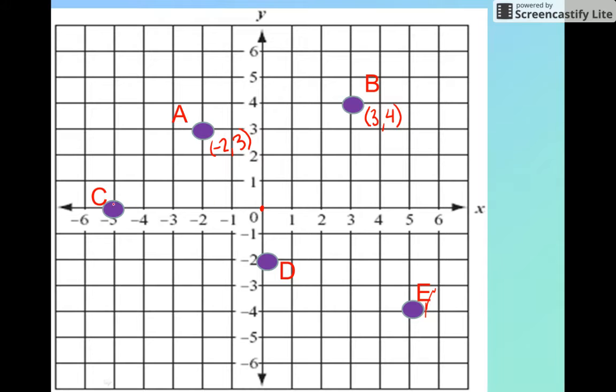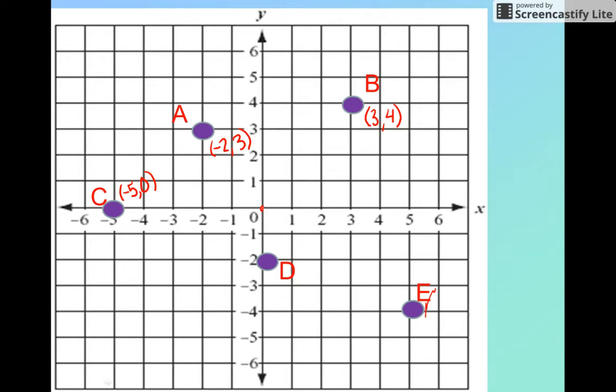I'm going to go 1, 2, 3, 4, 5. I'm going to go 5 places to the left, and going to the left is in the negative direction. So I have -5, but I'm not going up or down any. Because I am not going up or down any, the ordered pair is going to be -5, 0.